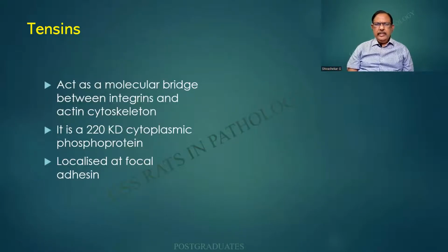Tensin. This is one of these substances which acts as a molecular bridge between the integrins and the actin cytoskeleton. So integrin is part of the cell membrane, and between that and the cytoskeleton, there are a group of substances of which tensin is one. It is a phosphoprotein localized at a focal adhesion.